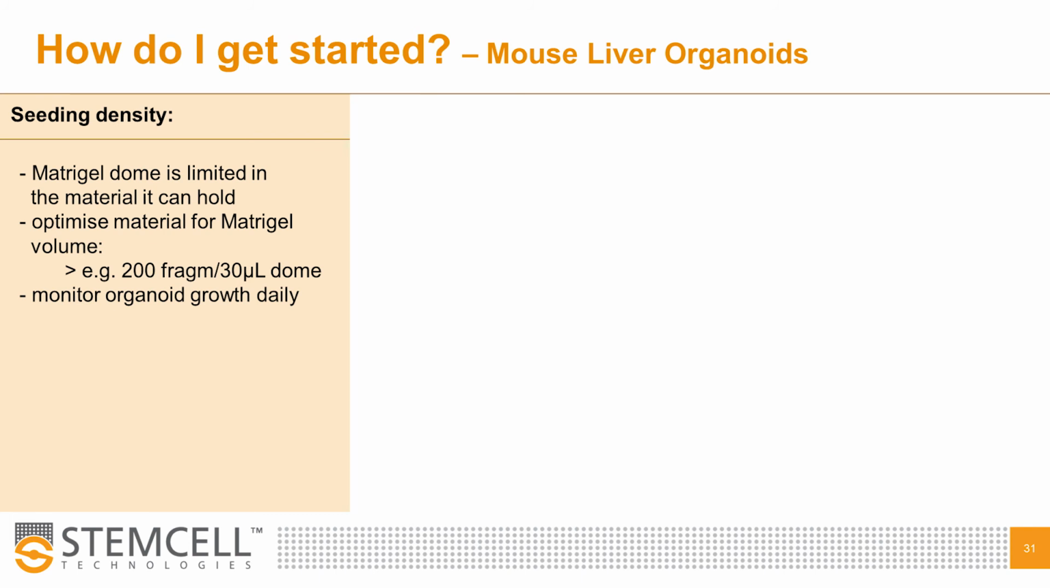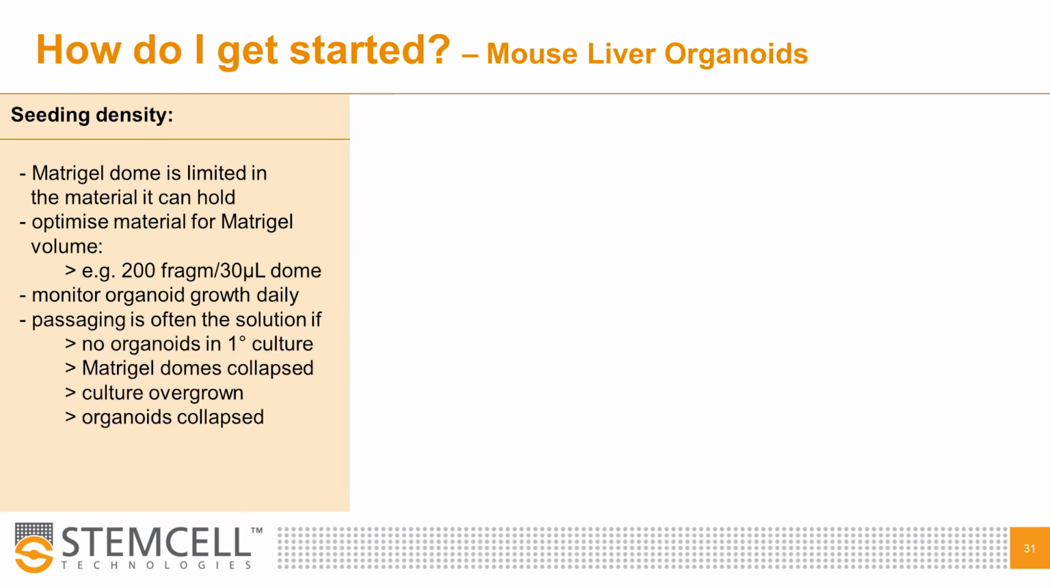Especially when getting started with growing organoids, it's a good idea to monitor organoids daily to get a sense of how quickly the organoids grow and need to be passaged. Speaking of passaging, it's oftentimes a solution if something doesn't go as expected in the culturing process. For example, if no organoids emerge in the primary culture, if matricial domes collapse or the organoid cultures appear overgrown, gathering the material and splitting it sometimes results in organoid emergence in the subsequent passage. And liver organoids are really robust, and once a single healthy organoid is established, it will readily give rise to a large number of progeny organoids upon passaging.